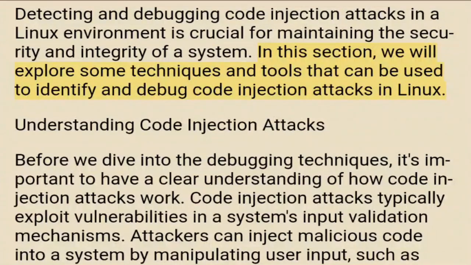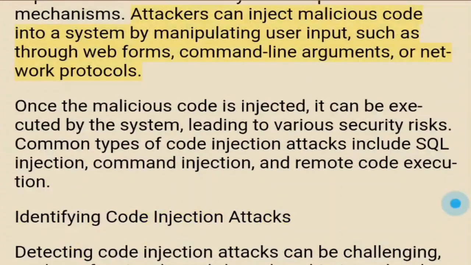Understanding code injection attacks. Before we dive into the debugging techniques, it's important to have a clear understanding of how code injection attacks work. Code injection attacks typically exploit vulnerabilities in a system's input validation mechanisms. Attackers can inject malicious code into a system by manipulating user input, such as through web forms, command line arguments, or network protocols. Once the malicious code is injected, it can be executed by the system, leading to various security risks. Common types of code injection attacks include SQL injection, command injection, and remote code execution.